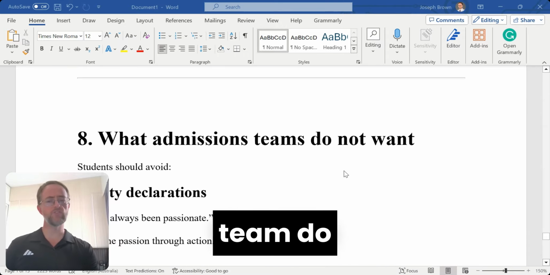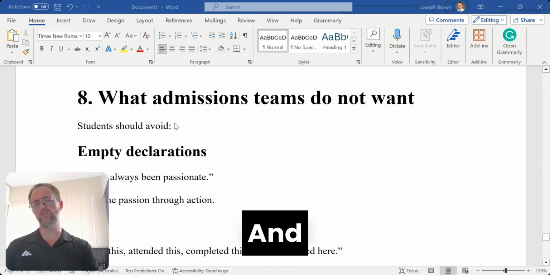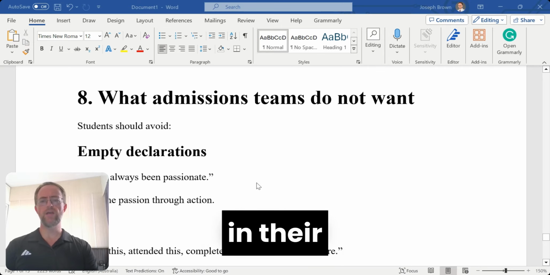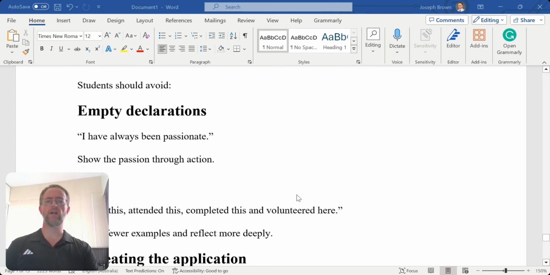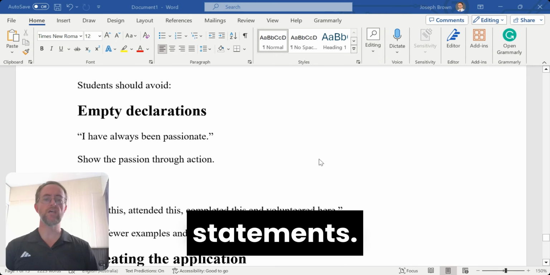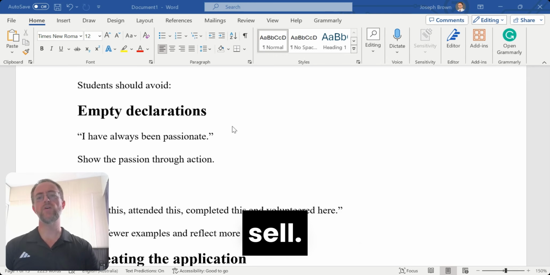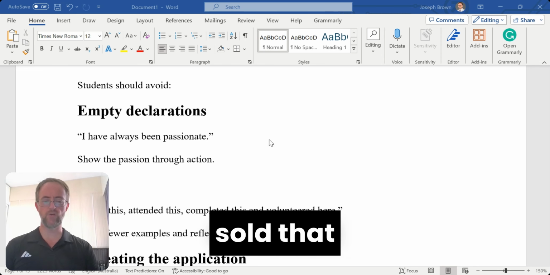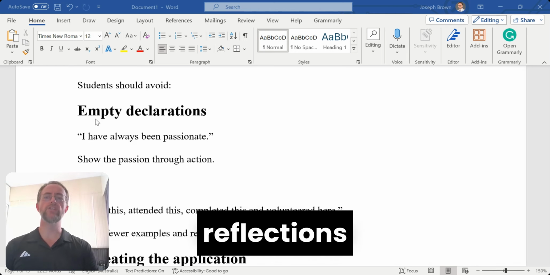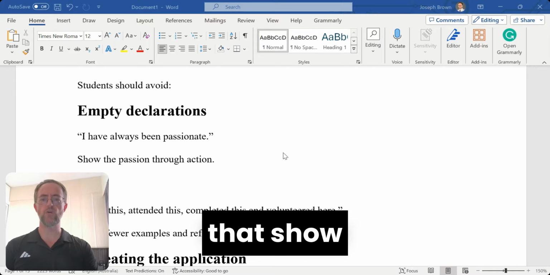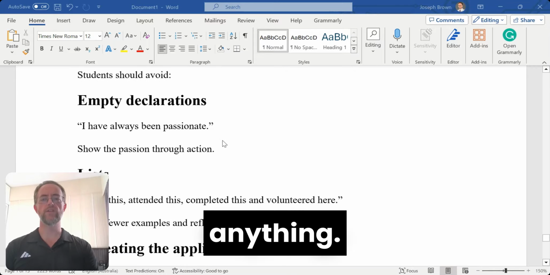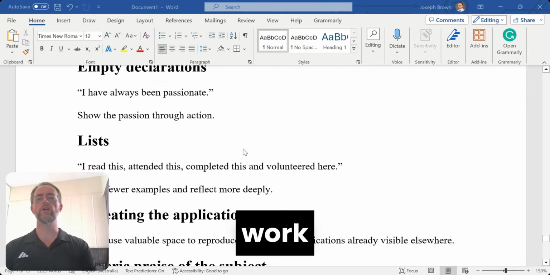What the admissions team do not want to hear, and students often try to throw in there, empty declarations, like I've always been passionate about. Like, those are empty statements. They don't work. They don't sell. We've already probably sold that to you. You've got to have the reflections and the clear examples that show it. Just telling us doesn't do anything. Showing it, that's what works.